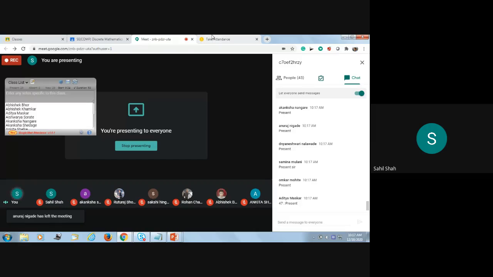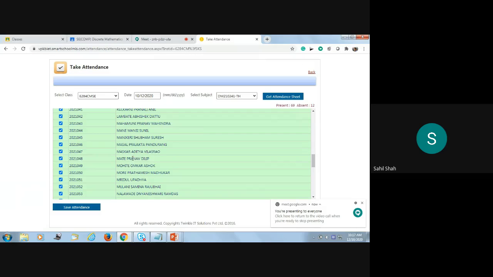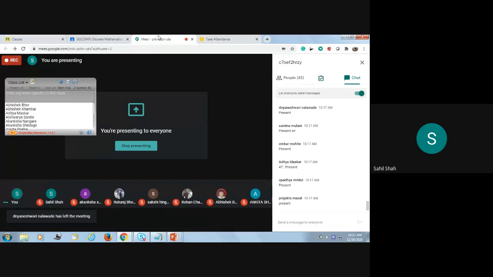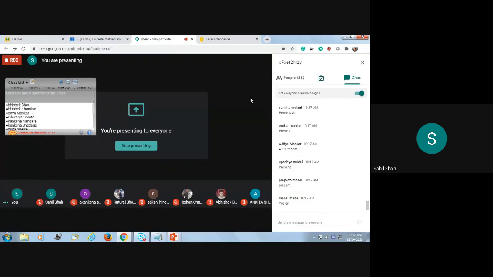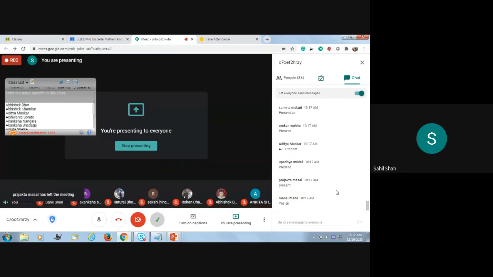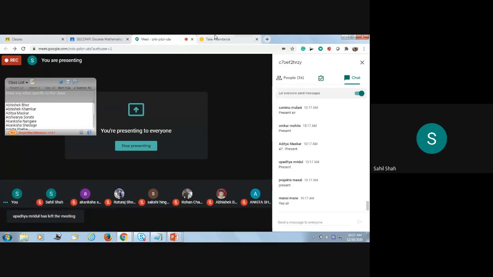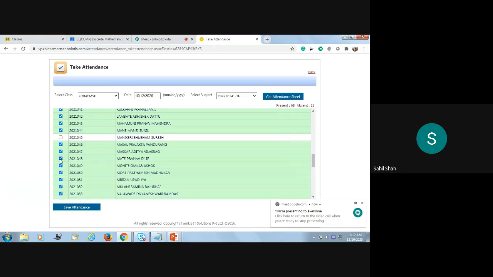Aditya Maskar is also present. Okay, fine. Who else? Masal Prajakta, Manikari Shubham, Mane Mansi. Prajakta Masal is present. Mansi Mane is also present. Manekari Shubham. Mate Pranav. Have I seen Pranav Mate anywhere? I think he is not present here. Pranav Mate is absent. So let me mark Pranav Mate as absent.